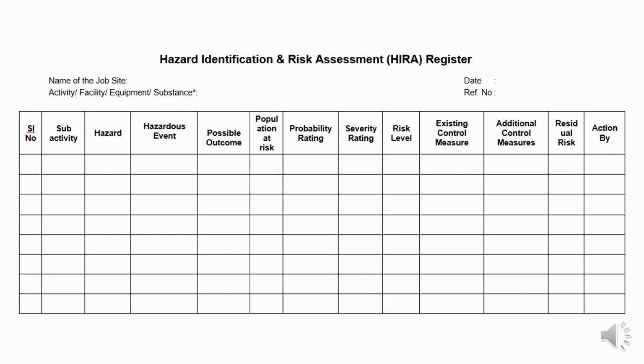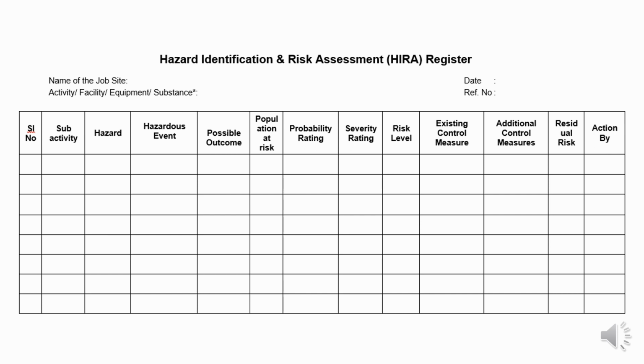Next we need to consider how many people are at risk, suppose 2 persons, 3, or 4. Accordingly, the next column is the probability rating, which is the likelihood rating considered from the RAM, the risk assessment matrix. Next is the severity rating, which is also considered from the risk assessment matrix. Then the next column is the risk level, which shall be calculated using the risk assessment matrix. After considering all these things, this was the naked risk area.